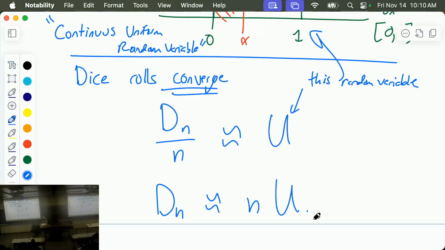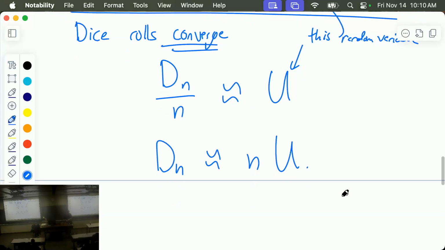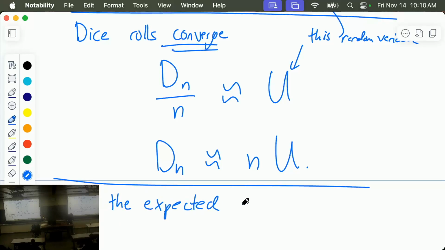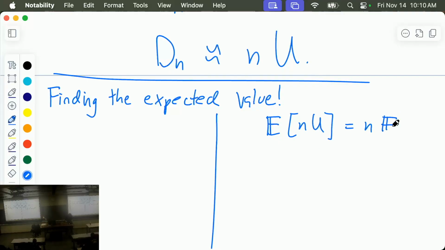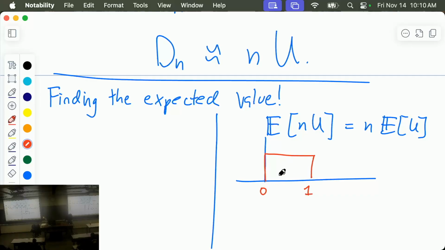All right, very nice. Let me show you one other quick application here in the last few minutes: finding the expected value. The nice thing about these approximations is that they can be incredibly useful, because sometimes it's much simpler to do things with the U than with the Dn. Let me show you finding the expected value on both sides of this equation. The expected value on this side is n times U, and that is n times the expected value of U. So you have to find the average value of this uniform guy. And the uniform guy, remember, is this little square density function going from 0 to 1 and of height 1.